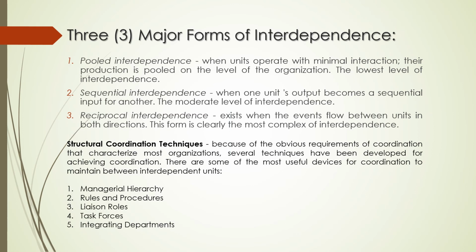Three major forms of interdependence. Pooled interdependence. When units operate with minimal interaction, their production is pooled on the level of the organization. The lowest level of interdependence. Sequential interdependence. When one unit's output becomes a sequential input for another. The moderate level of interdependence. Reciprocal interdependence exists when the events flow between units in both directions. This form is clearly the most complex of interdependence.